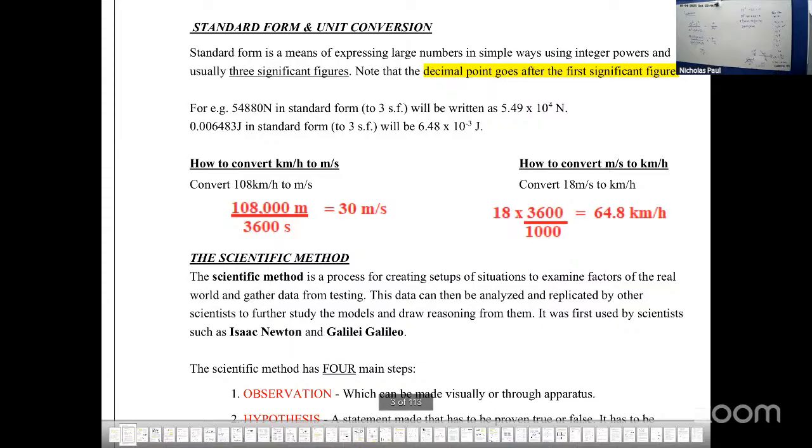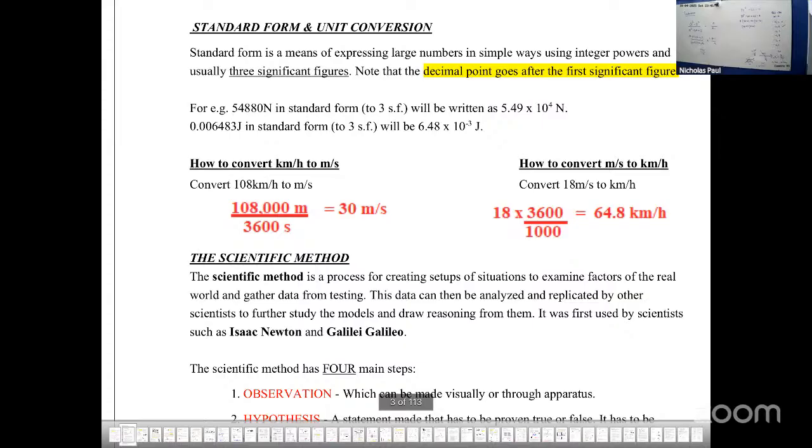So standard form is a means of expressing large numbers in simple ways using integral powers and using three significant figures. A decimal point goes after the first significant figure. So for example, if I give you something like 54880, you don't want to keep writing those values in physics. So what you do is write the value to three significant figures. What will that be? 549. And then put it to the exponent.